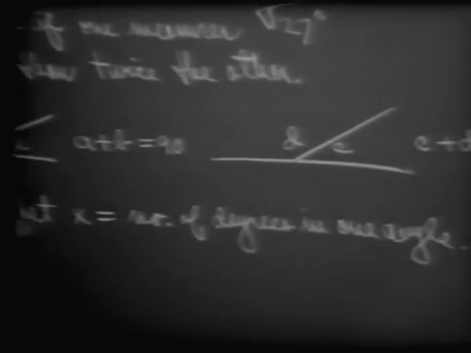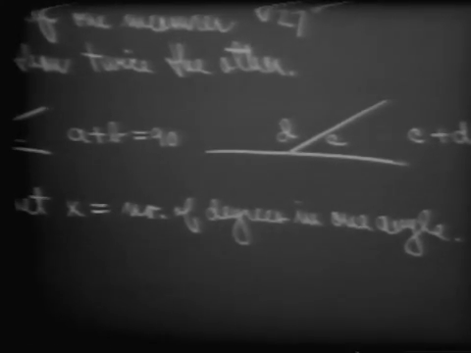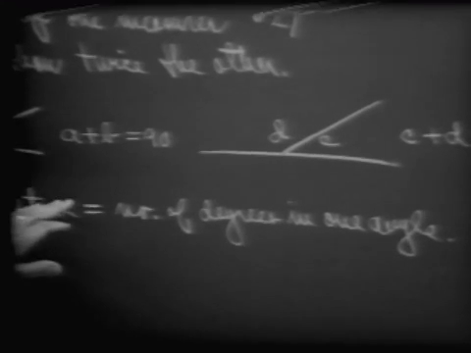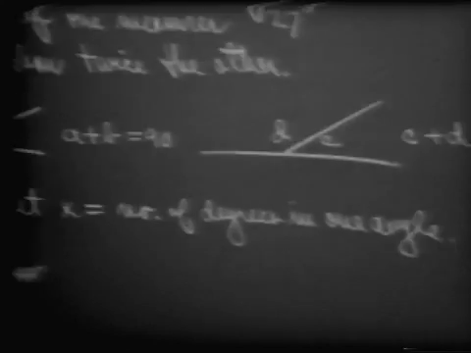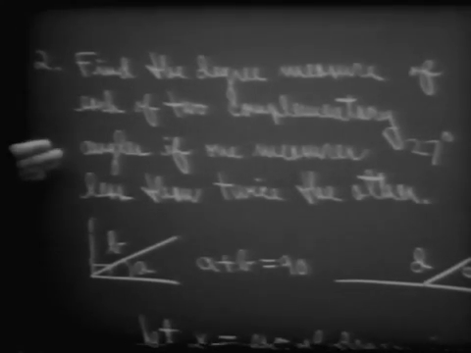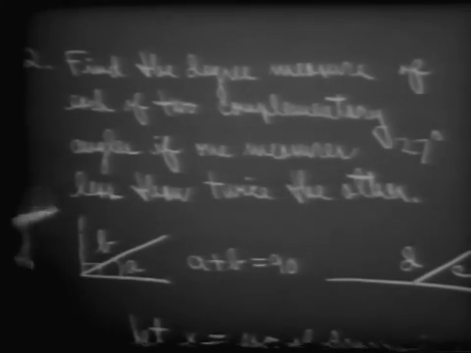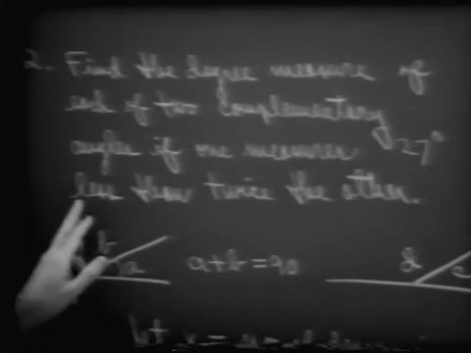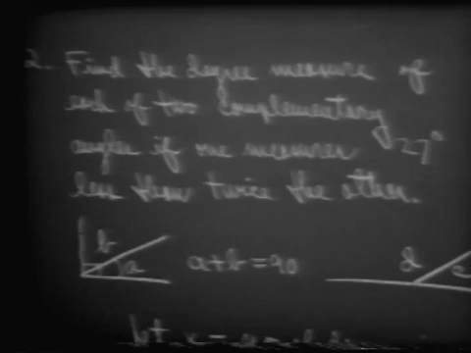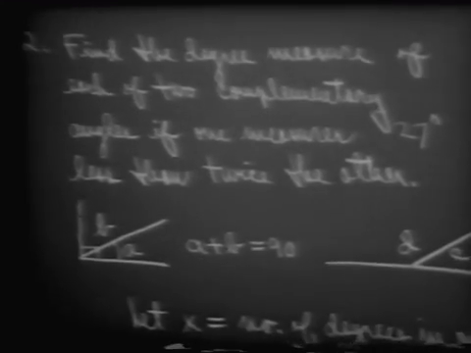I don't know which one it is, and I really don't care which one it is. Now notice it's a number. X is a number. Now once we have stated that, let's go back to our original problem. What do we know about the other one? One of them measures 27 degrees less than twice the other. So let's interpret that in terms of what we mean here by the first one.